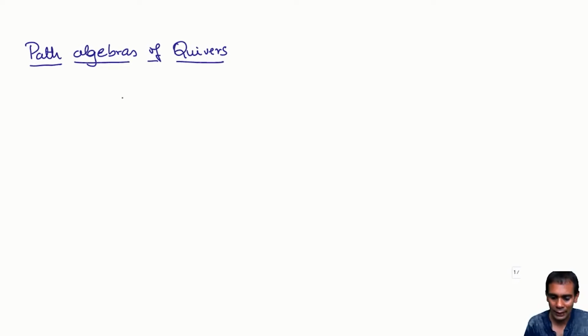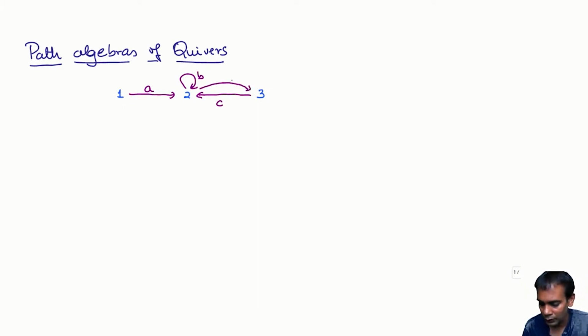Let me begin with an example. So here's an example of a quiver. You have a bunch of nodes, 1, 2, 3, and then you have a bunch of arrows. So the arrows A, B, C. You can even have arrows going in both directions, D.